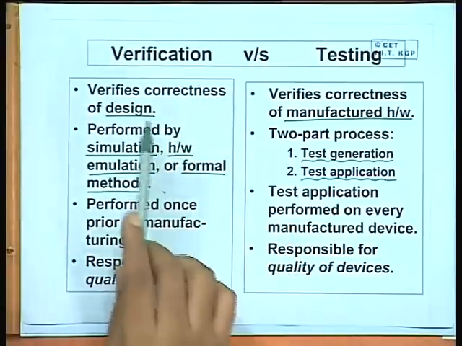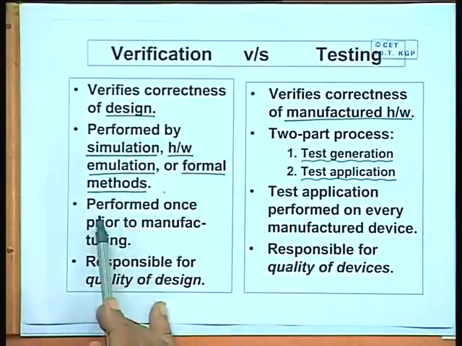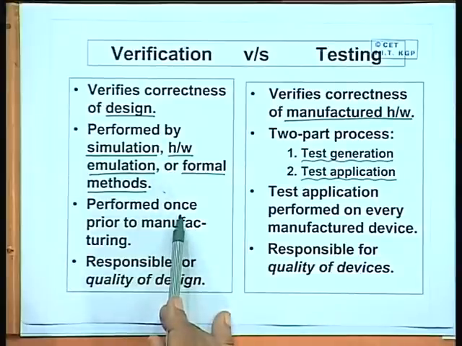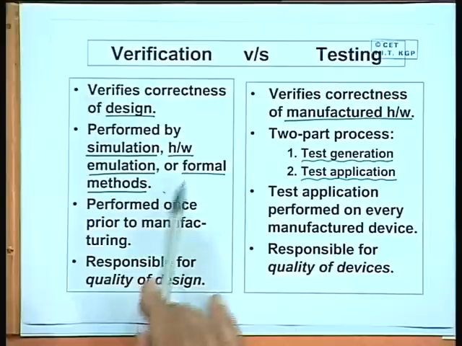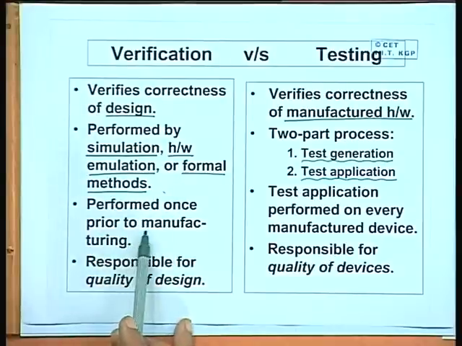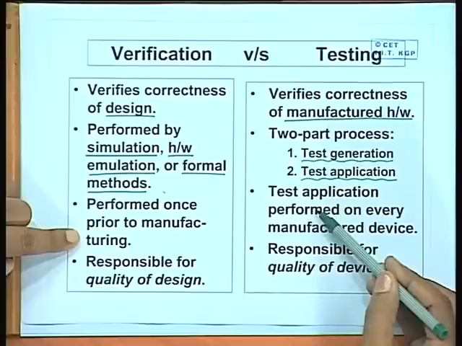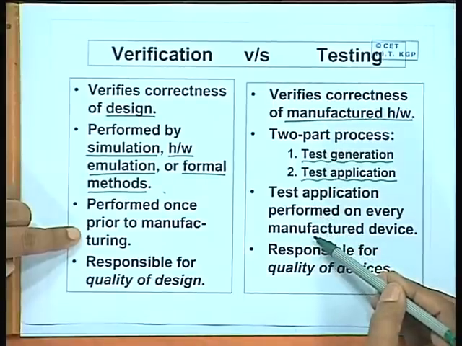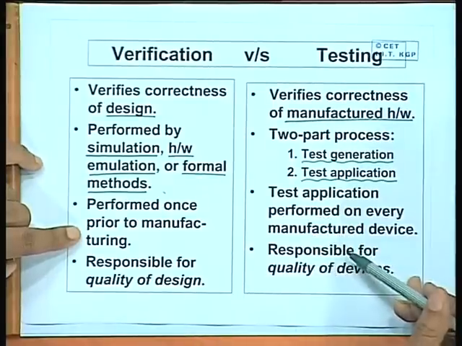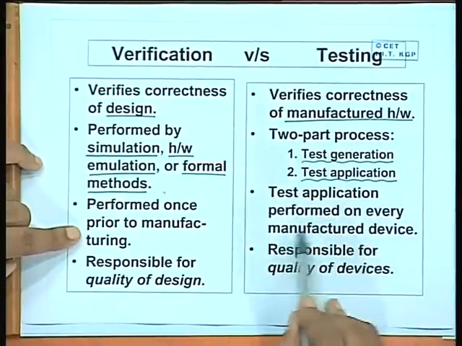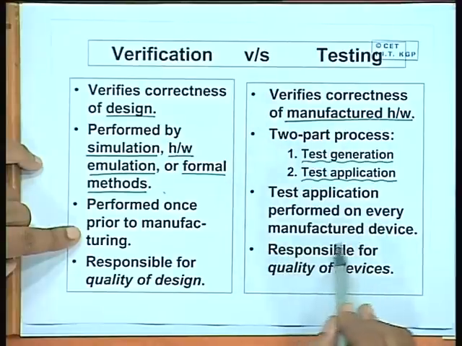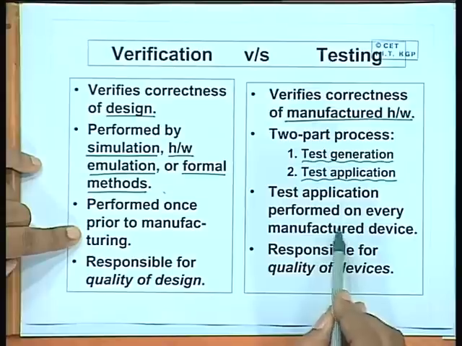Verification, since it works on a design, is performed once prior to manufacturing. So, after we have verified the design is correct, we can go ahead with manufacturing. But the objective of testing is to find out defects during the manufacturing process. So, it has to be applied on each and every manufactured device. This is the difference.